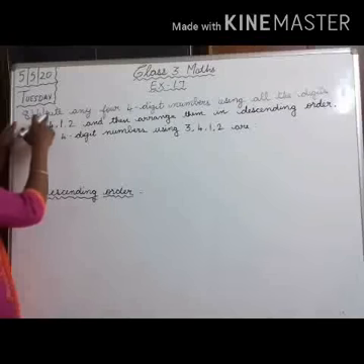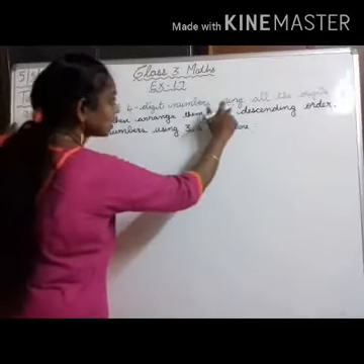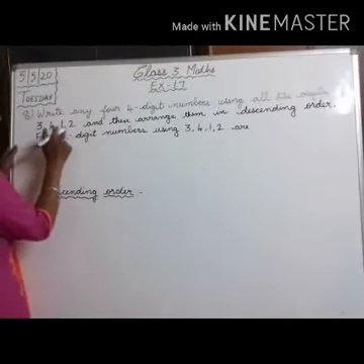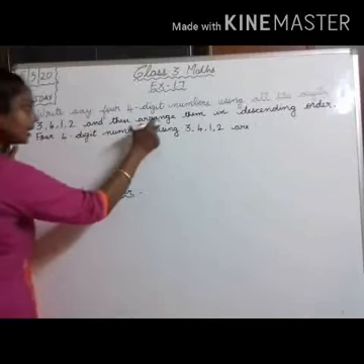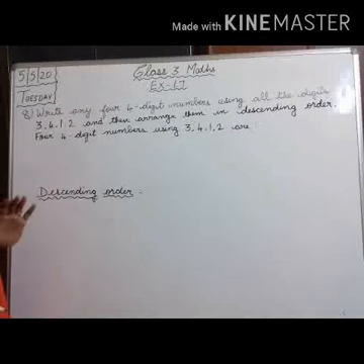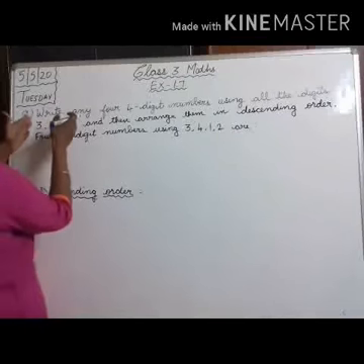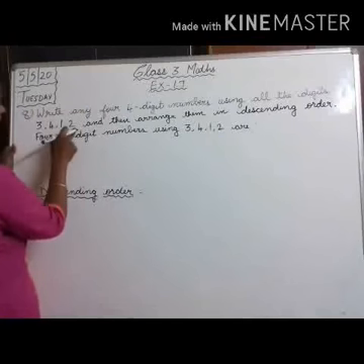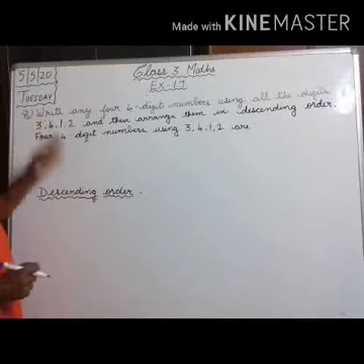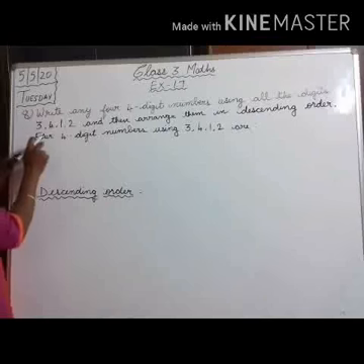Question number 8. Write any 4-digit numbers using all the digits 3, 4, 1, 2, and then arrange them in descending order. What we have to do? We have to write 4-digit numbers using these digits, 1, 2, 3, 4. Then we have to arrange them in descending order.